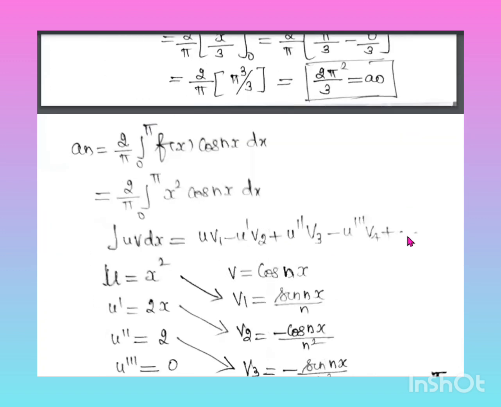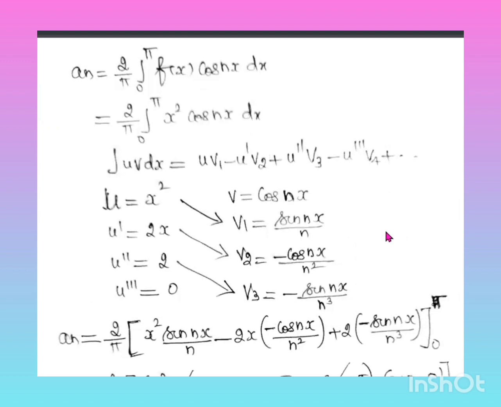Next, you have to find the an value. An is equal to, the formula is 2 divided by pi, not 1 by pi. For an even function, you have to write 2 divided by pi, integral over the limit 0 to pi, f of x cos nx dx, which is equal to 2 divided by pi, integral over the limit 0 to pi, x square, since f of x is x square, cos nx dx.